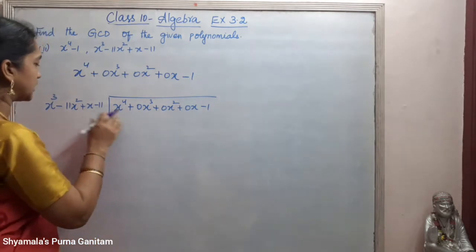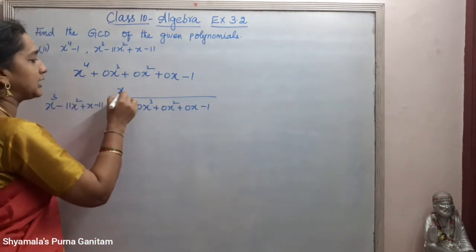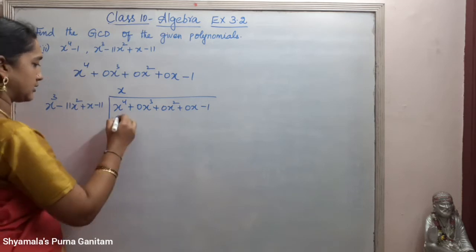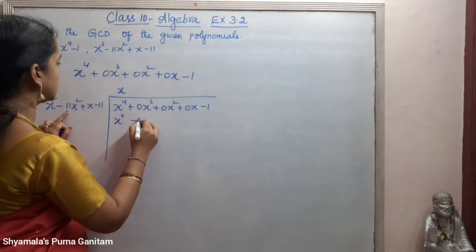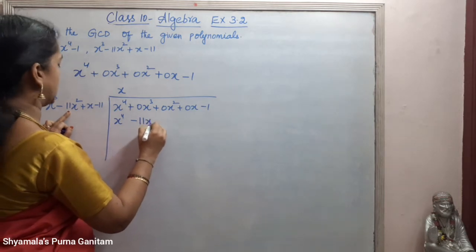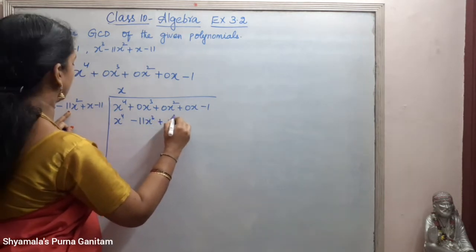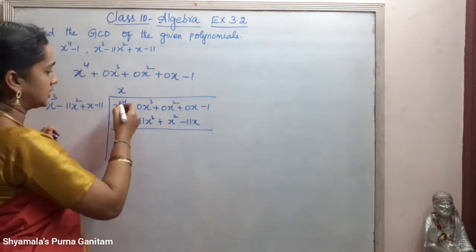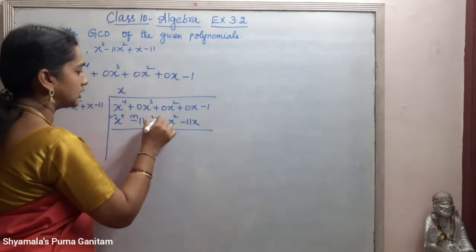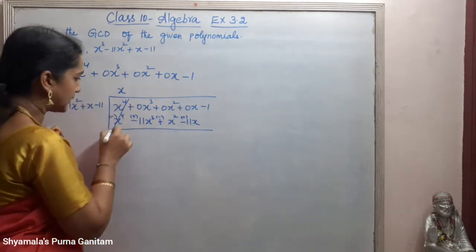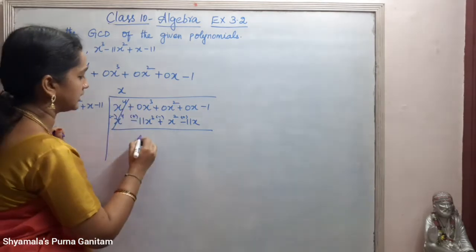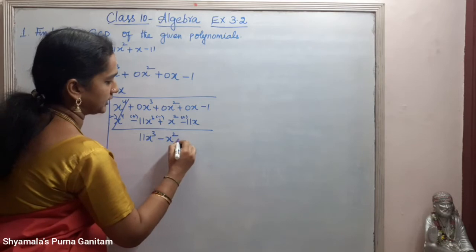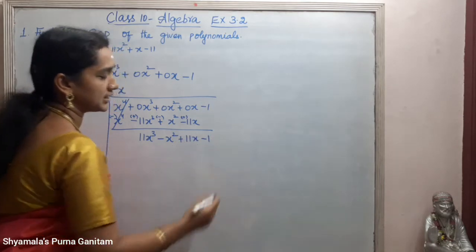So here x power 4 is there, here x power 3 is there. When we multiply it by x, we will get x power 4 term here. So x power 4 minus 11x cube plus x squared minus 11x. Okay, so now we will subtract both the terms. So x power 4 will get cancelled. Here we will get 11x cube minus x squared plus 11x minus 1.